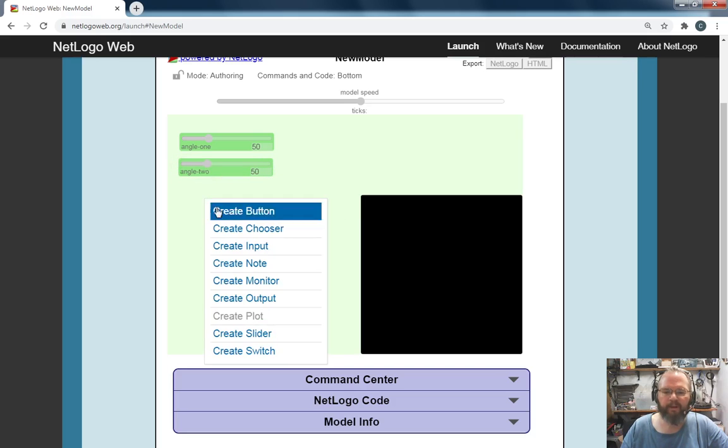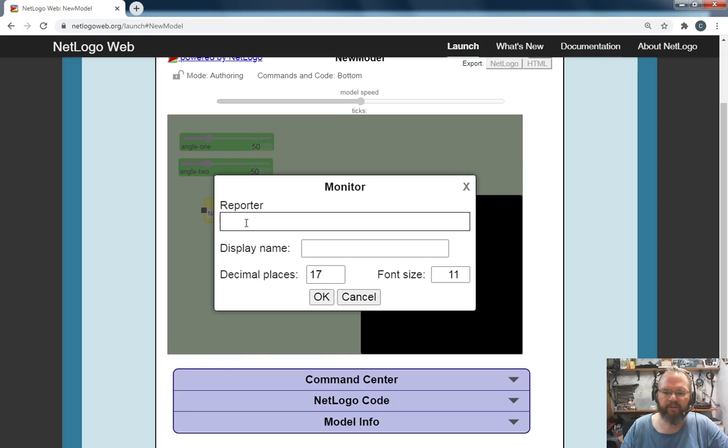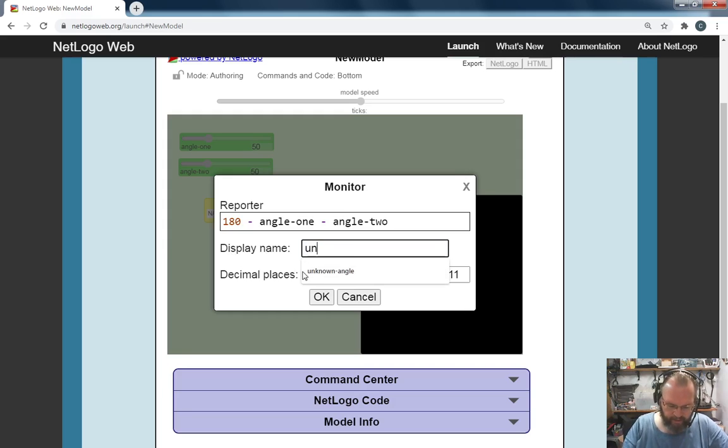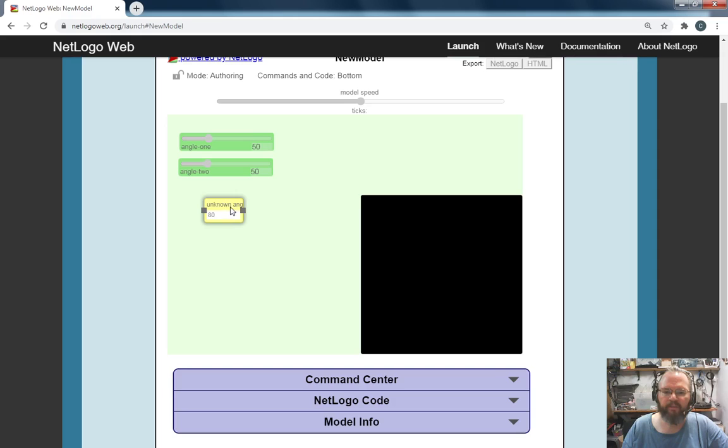And then here I'm going to create a monitor. A monitor lets us see something. So what I'm going to do is use the math I showed you there: 180 minus angle-1 minus angle-2. And I'm going to type in here for the display name, unknown angle. And click on OK. It displays, and I'm going to make that a little bit bigger. So you can see right there, just like I did, I'm going to go ahead and change this to 40.